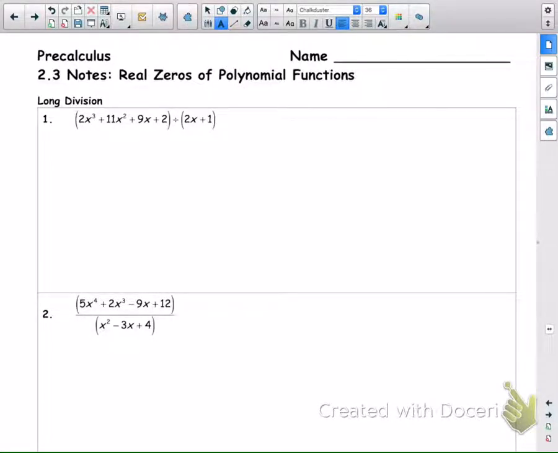On 238, the reason we use long and synthetic division when we do polynomials is because sometimes we get into things that we don't know how to factor.